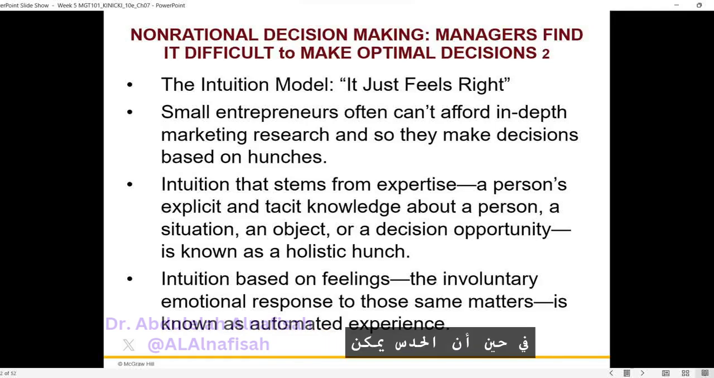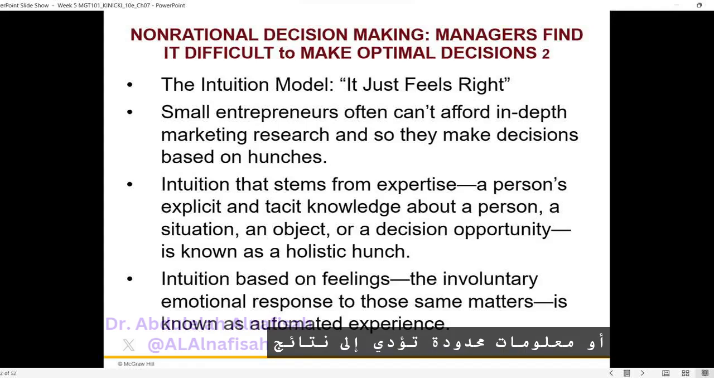While intuition can be a valuable tool, it's important to note that relying solely on intuition carries risks. Intuitive decisions may be influenced by biases or limited information, leading to suboptimal outcomes. Therefore, while intuition can be helpful for small entrepreneurs, it should be complemented with critical thinking, analysis, and gathering as much relevant information as possible within the given constraints.